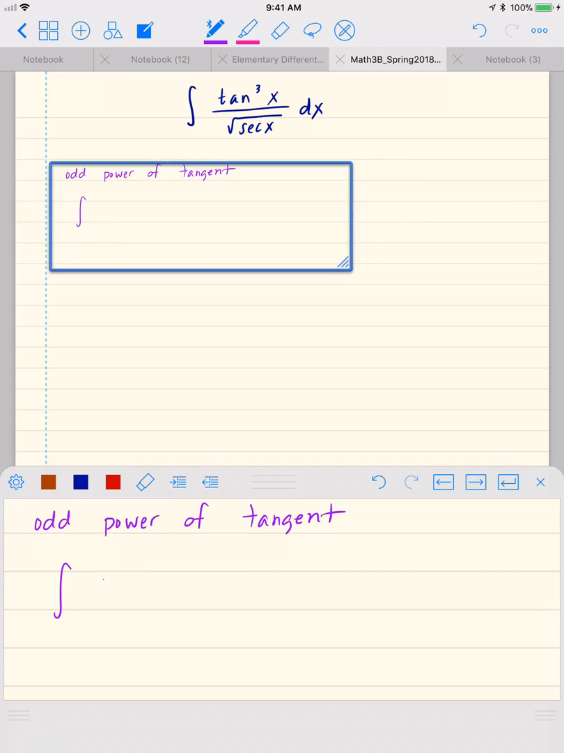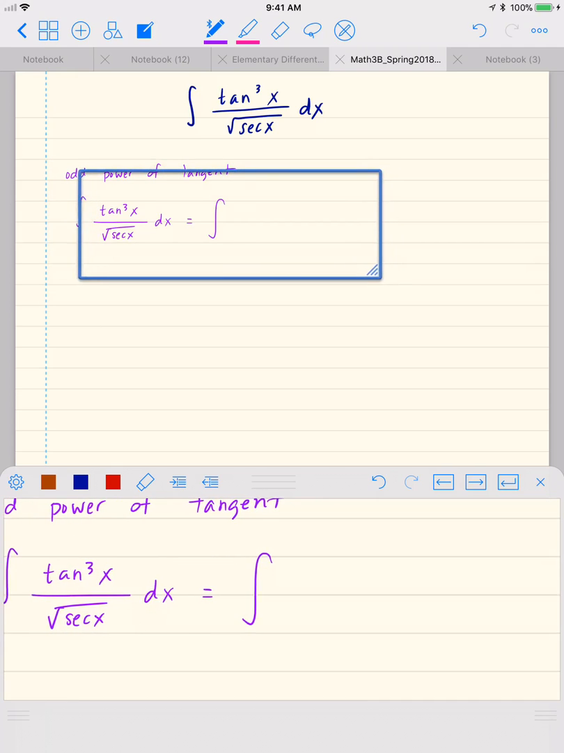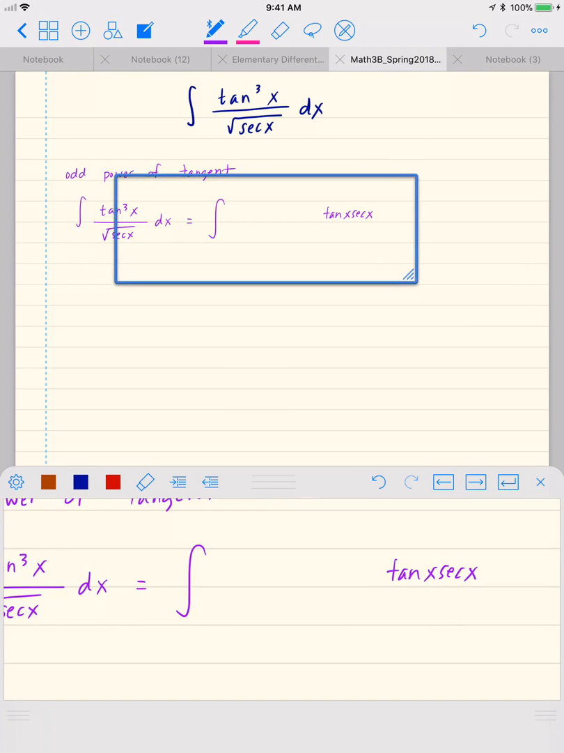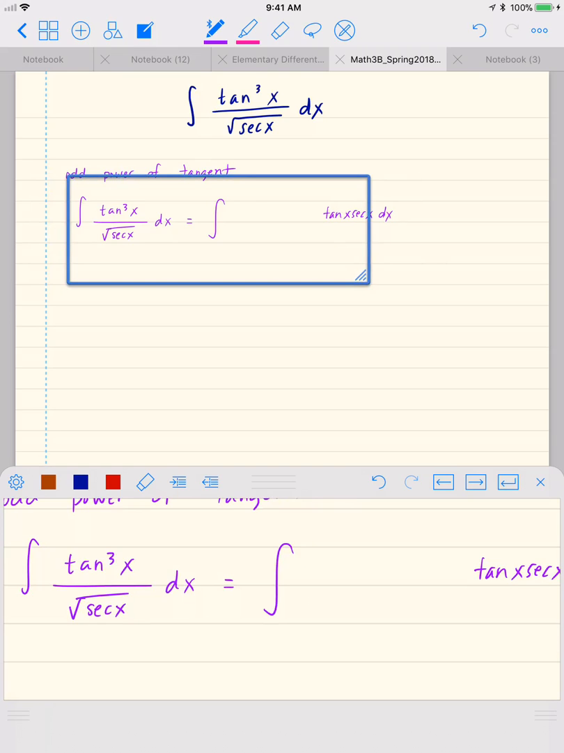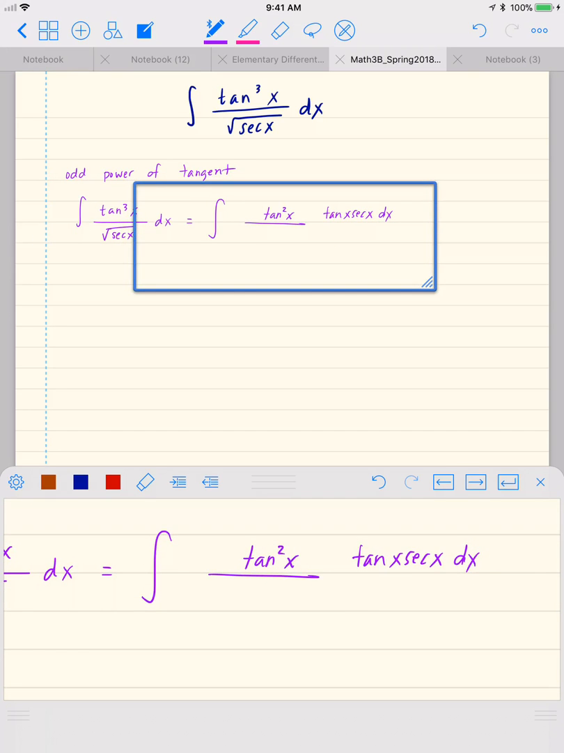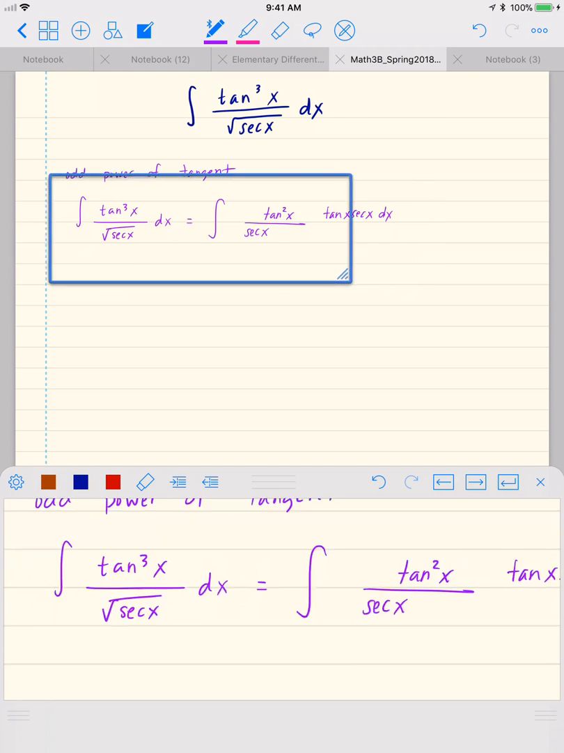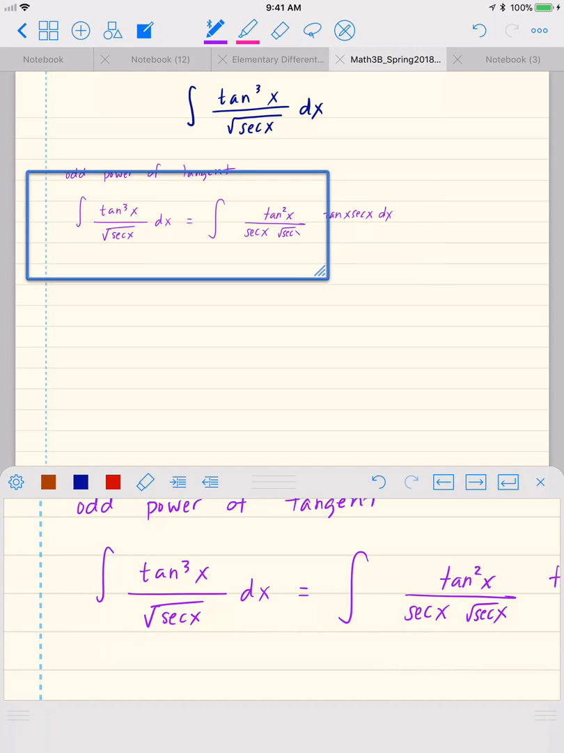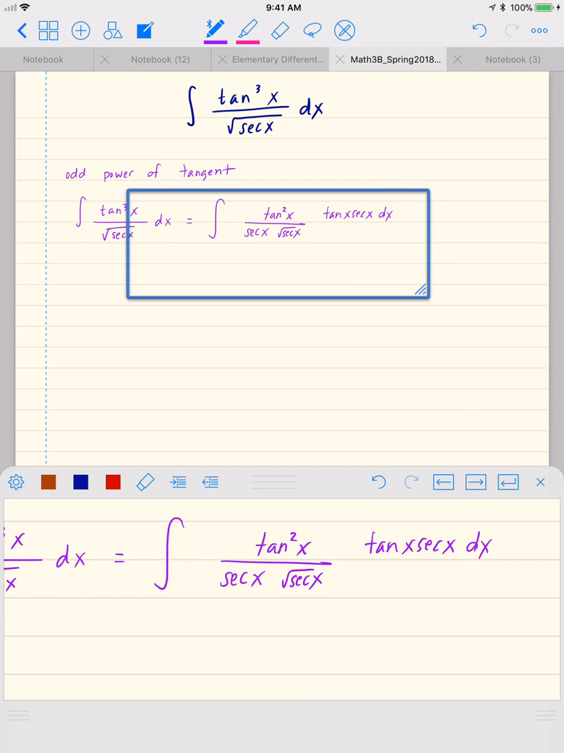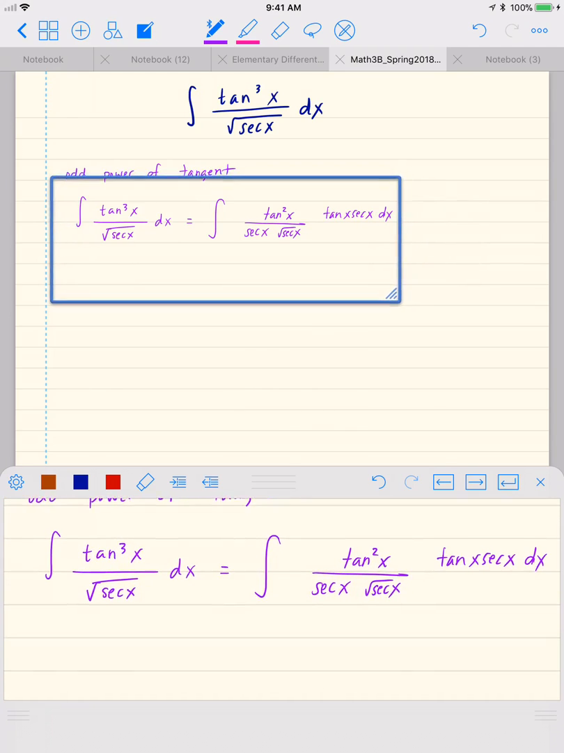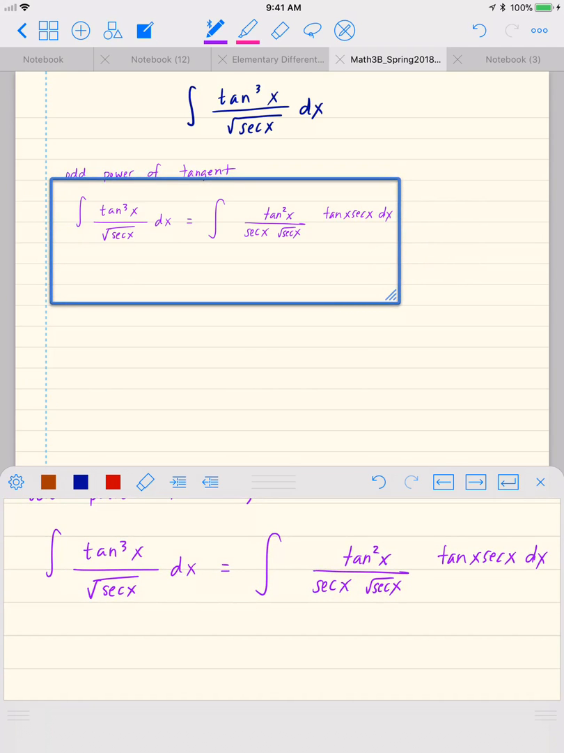So we start off with the integral of tangent cubed x over the square root of secant x dx equals, and what I want to do is pull off tan x secant x dx. Now, to compensate for that, in the numerator I'll have tangent squared x, and in the denominator I'm going to put a secant x, which is going to cancel out with that original secant x, and then I have my original square root of secant x. Okay? So make sure you believe that these two expressions are equivalent.